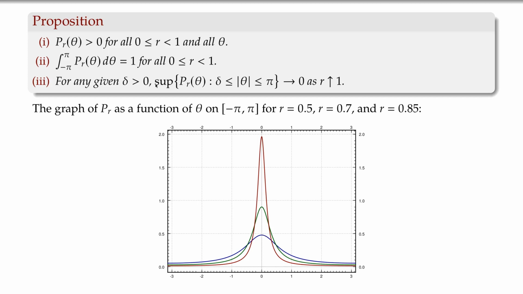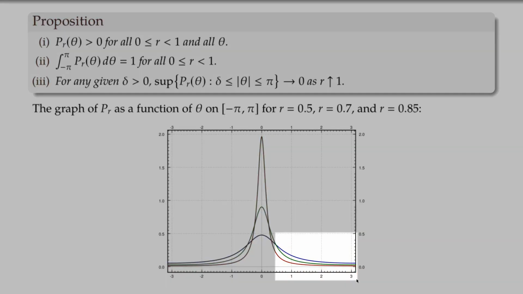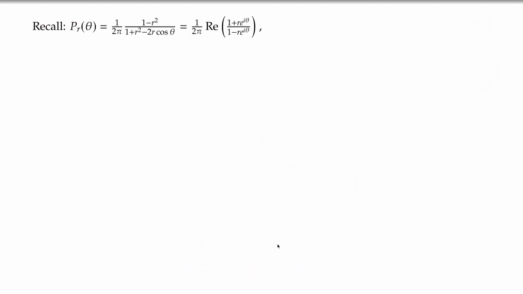So that will actually be useful for this last bit, because if we fix any delta and look at some range of thetas, then it's actually enough to look at the leftmost point. P sub r at delta, and show that goes to 0. All right, so here's the formula again, just so that we have it in front of us.